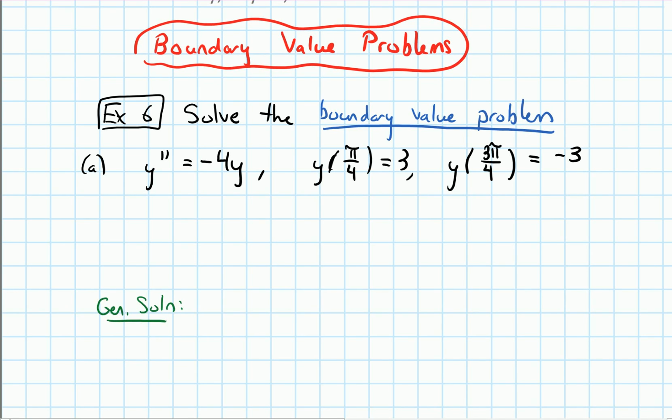In this video, we're going to talk about how to solve boundary value problems. So I want to begin with an example. Suppose that we have the following differential equation. In part A, we have y double prime equals negative 4y. And we have these two conditions.